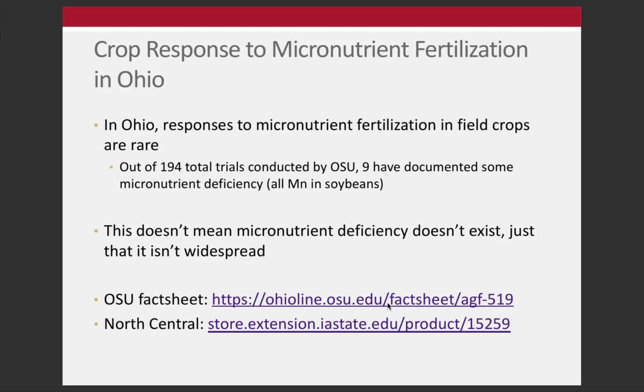And of those 194, there were 9 documented cases of micronutrient deficiency. All of them were in manganese and soybeans. And typically those happened in fields with high pH. And so this doesn't mean that micronutrient deficiency doesn't exist. It just means that the take home for me is that it's just not widespread. And we've done some recent evaluations, not extensive, but recent evaluations that go into this fact sheet.